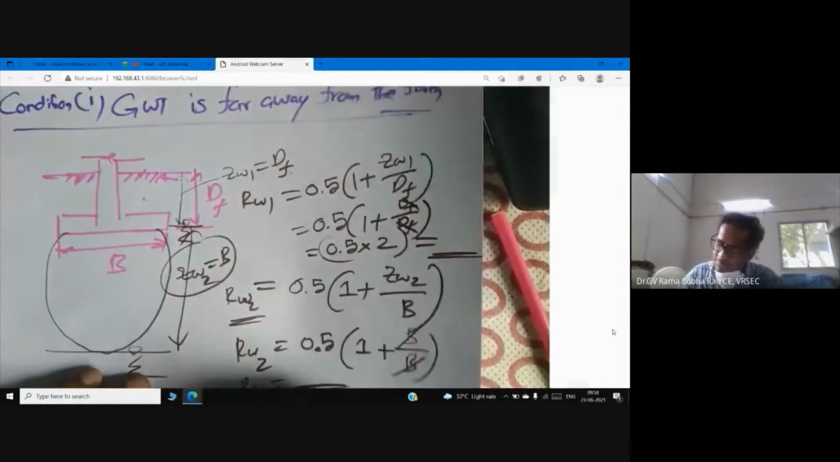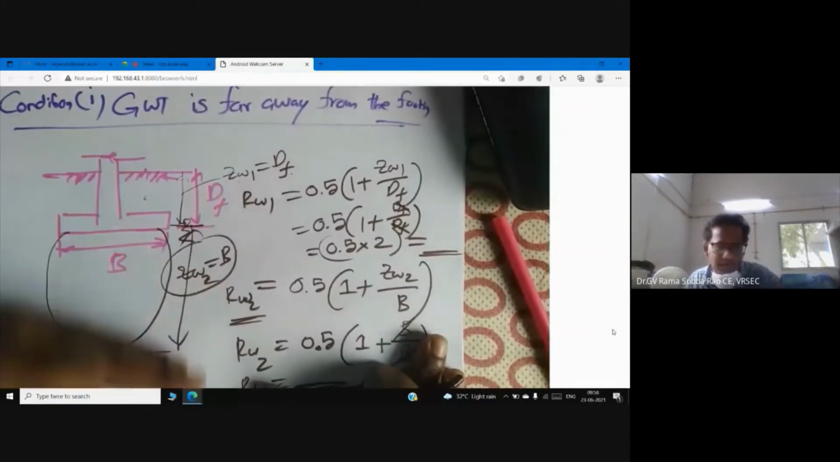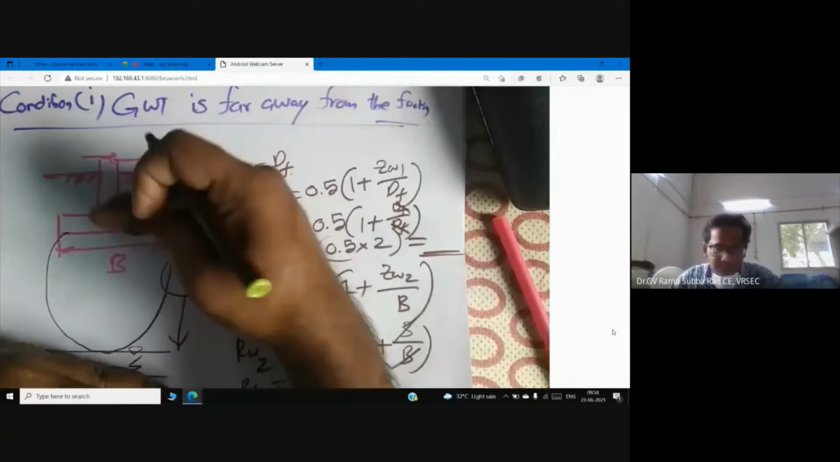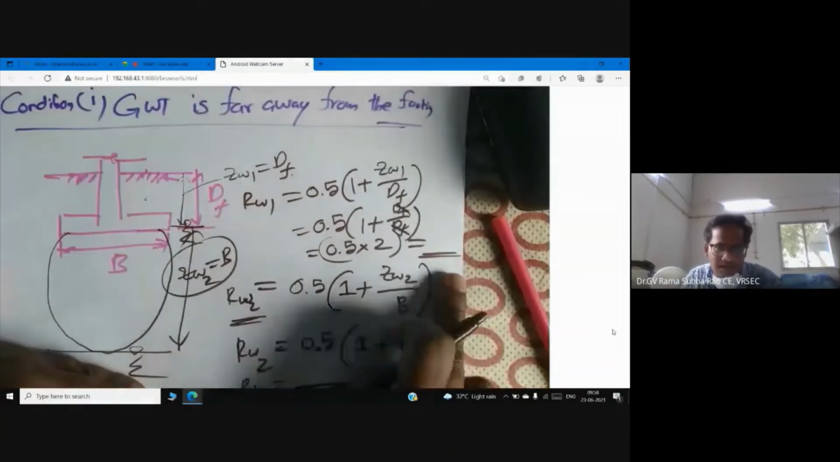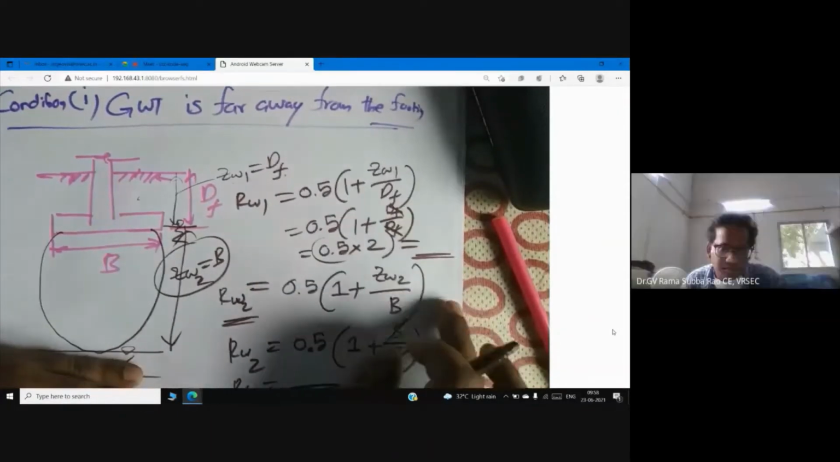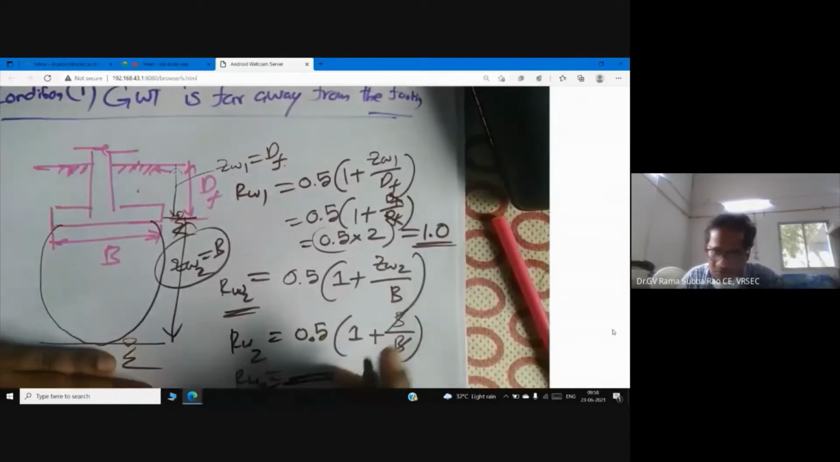What is R_w1? What is R_w2? If the water table is here, far away from the footing, ఇక్కడ లేదు, ఇలా లేదు, ఇక్కడ ఎక్కడో దూరంగా ఉంది. అప్పుడు RW1 ఎంత? What is the R_w1? 1. What is R_w2? 1. Let me write the condition 2 now.